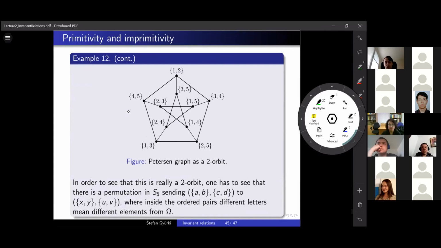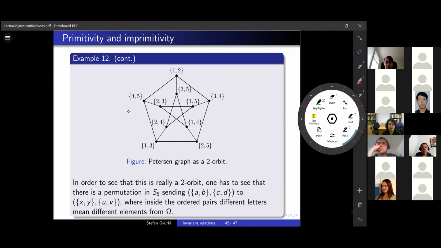So the usual picture appears here. If you draw vertices as 2-subsets, then two subsets are joined by an edge when they are disjoint, and otherwise they are joined in the complement.